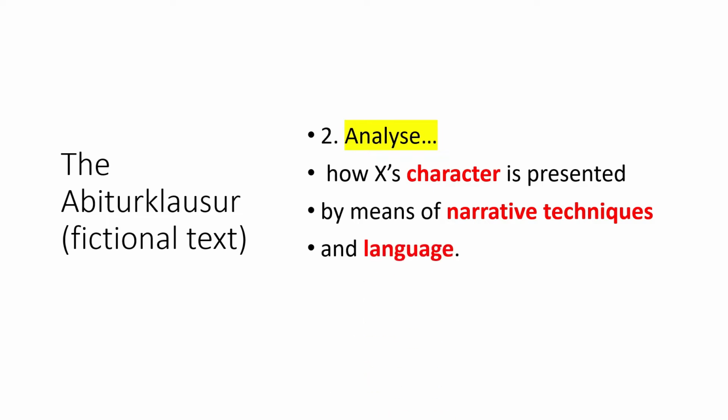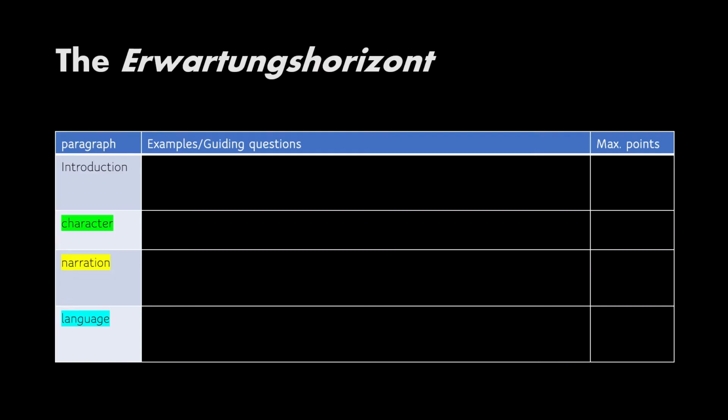You're supposed to look at the language. This is the one that people find the most tricky in my experience, because language is everything, right? Everything you have in the text is language. So what exactly do you need to look at there? I'll give you some ideas later. Now, again, you get 16 points for that, so it should be done well.